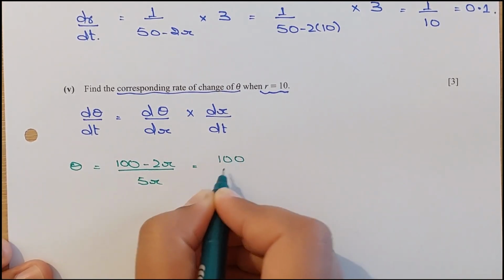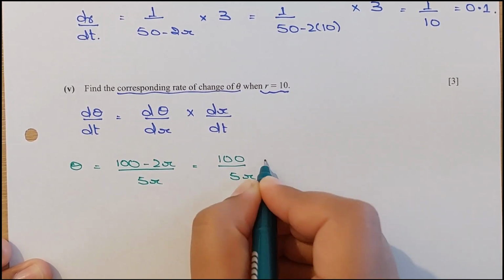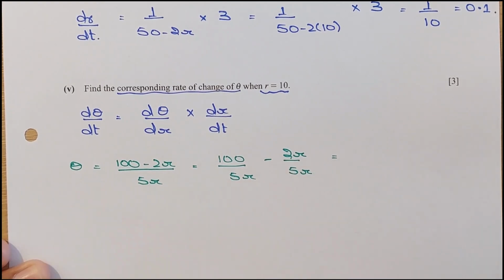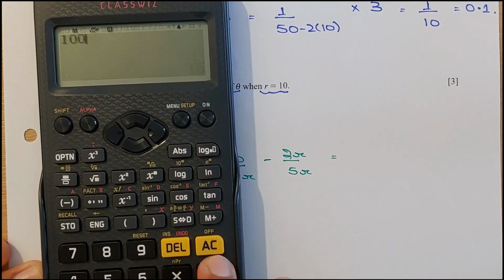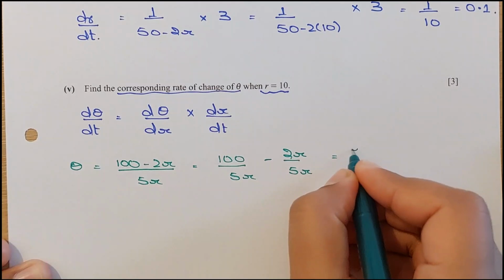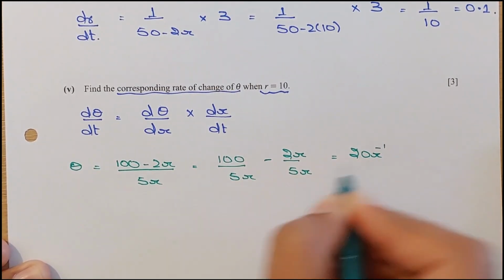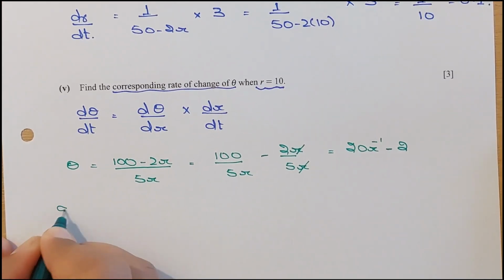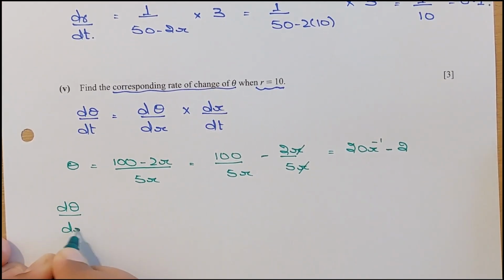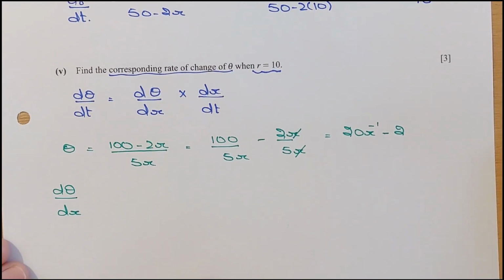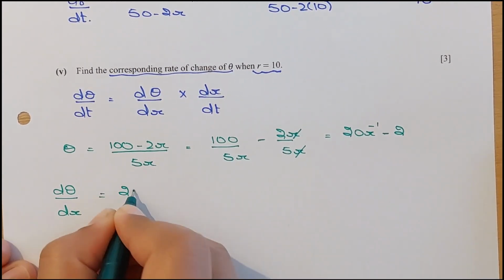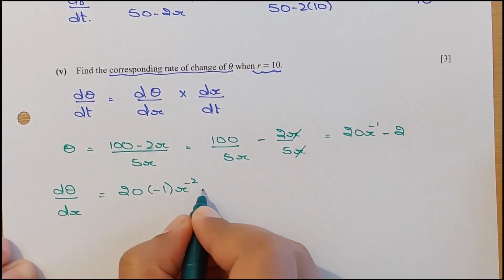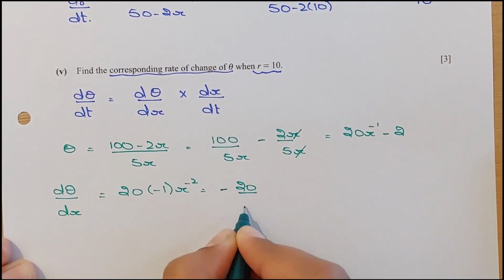We can say 100 divided by 5r minus 2r divided by 5r. 100 divided by 5 is 20, so this is 20 by r, or 20 r to the power minus 1. The r and r cancel, leaving minus 2/5. Now differentiate theta with respect to r and put r equals 10 at the end. Using the power rule, 20 r to the power minus 2, and the derivative of a constant is 0. So this is minus 20 over r squared.